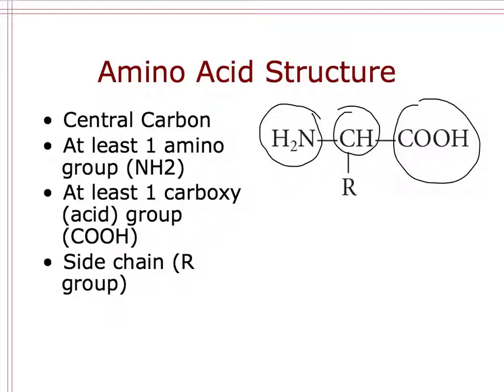Where the amino acids are different and will have their unique characteristics are in the side group, and that's represented by the R here. So the side group is what will have the various characteristics that we'll look at that really determine how that individual amino acid can combine with other amino acids or interact with other molecules.